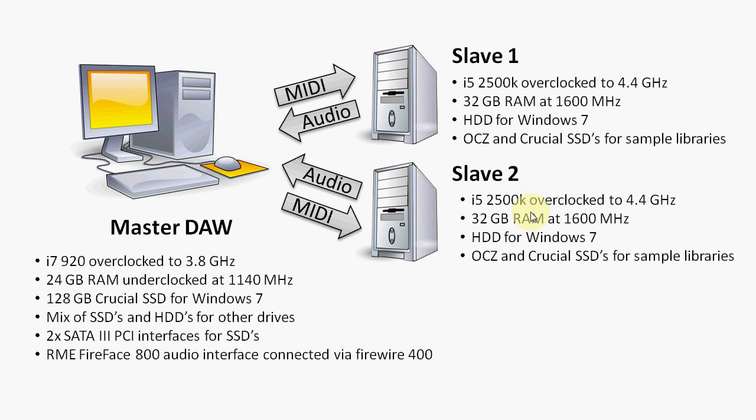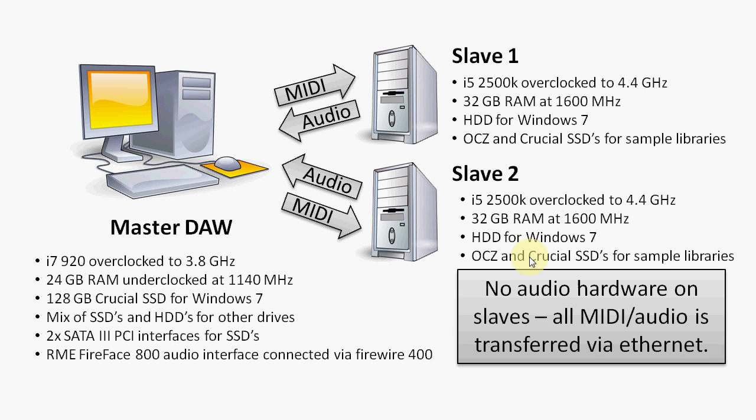And then the second slave is essentially an identical copy of the first. i5 2500K, 32 gigs of RAM, it runs Windows 7 off of HDD, and it's got a mix of OCZ and Crucial solid state drives. An important part of this setup is that there is no audio hardware on the slaves. All of this transfer of MIDI and audio happens over Ethernet. There's a lot of debate among composers about whether it's better to use dedicated audio hardware on the slaves or to just run everything over the network.